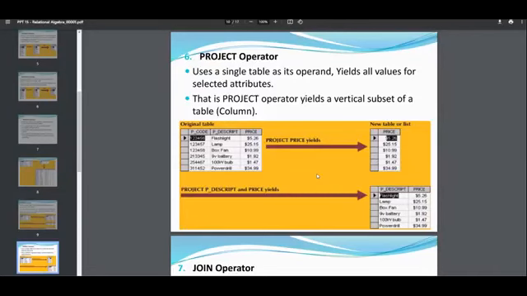Okay, you can see here project operator, then vertical subsets can be produced by using the project operator. Project price, by using field names, right? Project descriptor and price. So just ask to project the required fields according to the situation and the requirement.